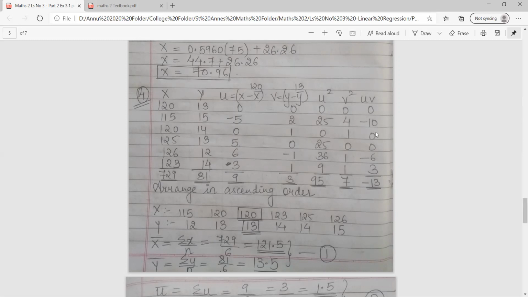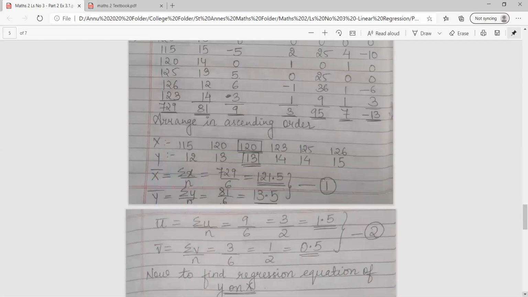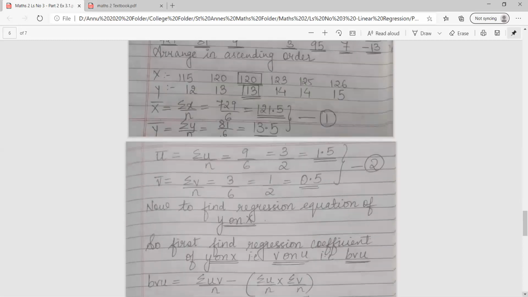So then I make all my 7 columns, that is u is equal to x minus x bar, and above x bar I write 120. V is equal to y minus y bar, above y bar I write 13. Then I prepare the 3 columns, u square, v square and uv. After that, totaling of all the 7 columns has to be done very nicely and neatly. Then as usual, the first step, you will find out x bar and y bar and u bar and v bar. Okay. Now what they have told you to find out, only one regression equation, that is y on x.